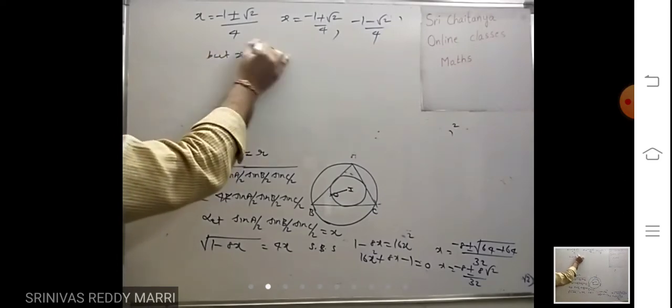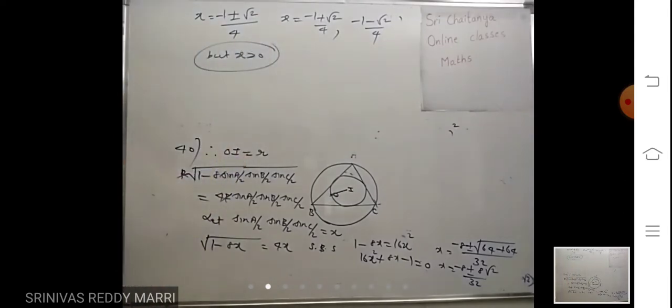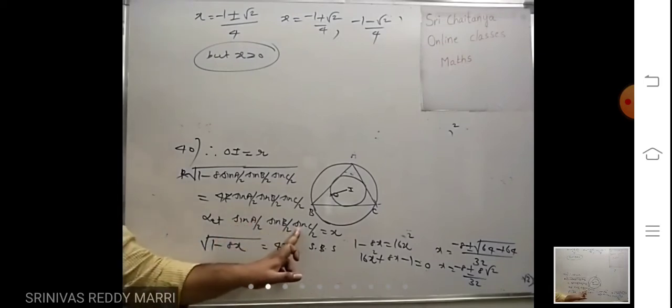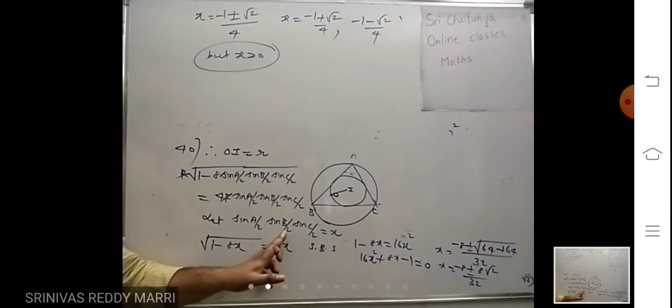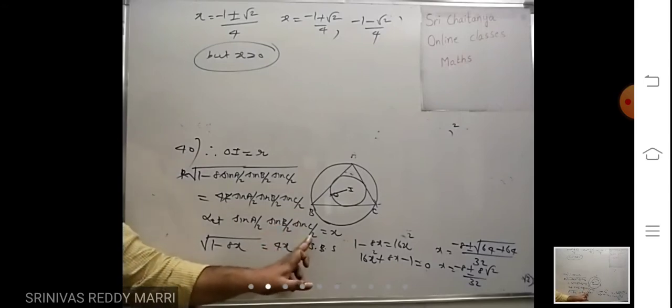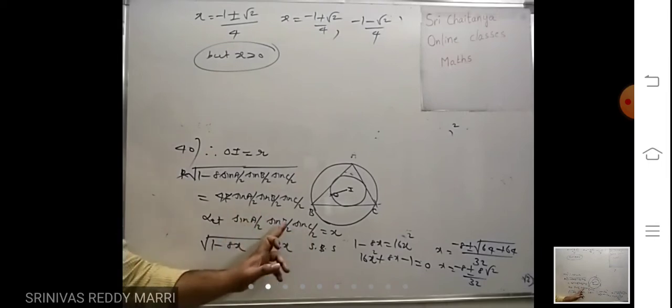x is always positive. Why is it positive? Look at what x you have taken: sin A by 2, sin B by 2, sin C by 2. In any triangle, A by 2 is always acute, so the sine of an acute angle is a positive quantity. B by 2 is always acute, so this is positive. C by 2 is always acute, so this is positive. So x is positive.